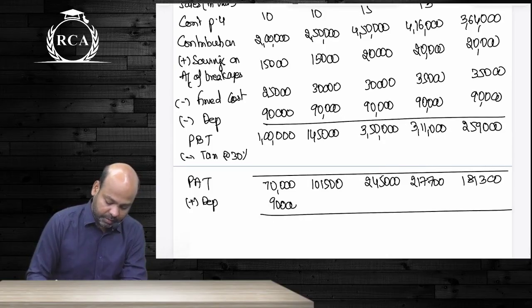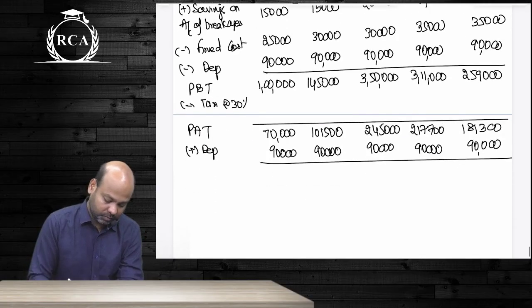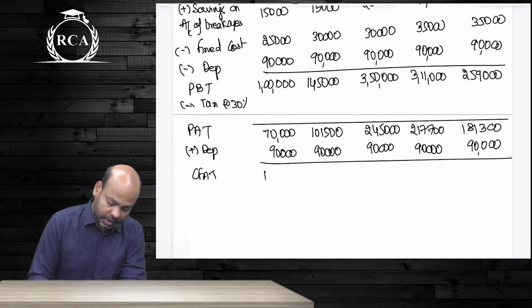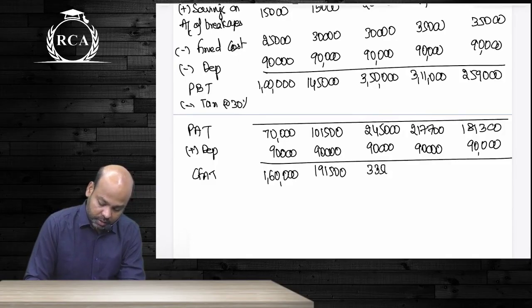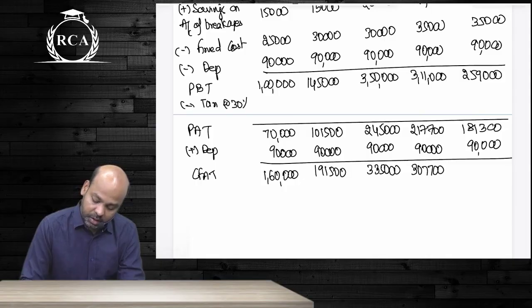Depreciation is the same, guys, every year. You will get CF80. How much will be the amount of CF80, guys? 1,60,000, 191,500, 3,35,000, 3,77,700, and 2,71,300.